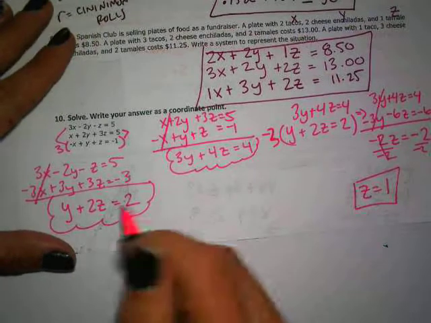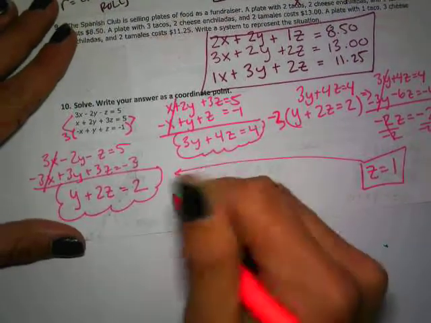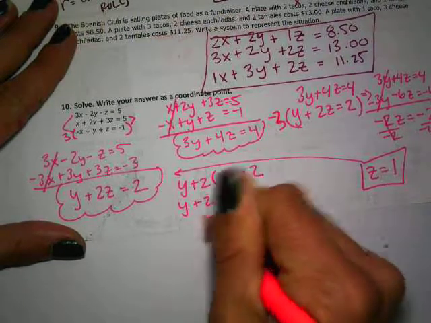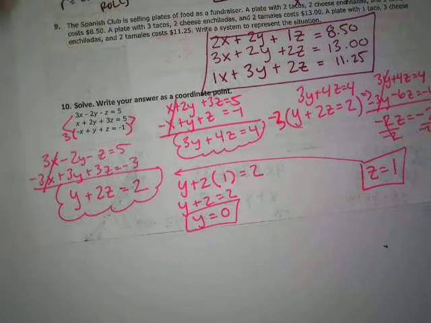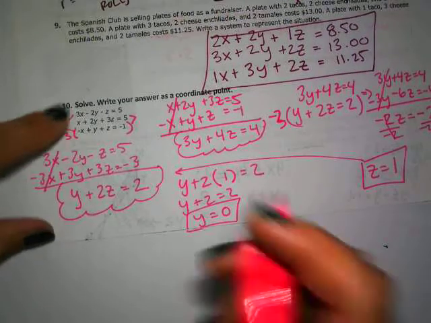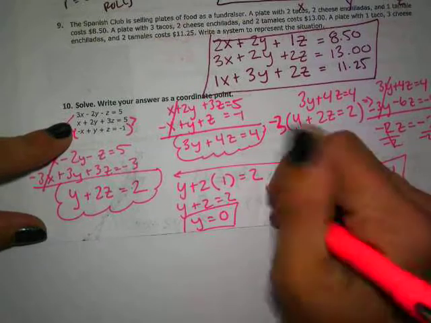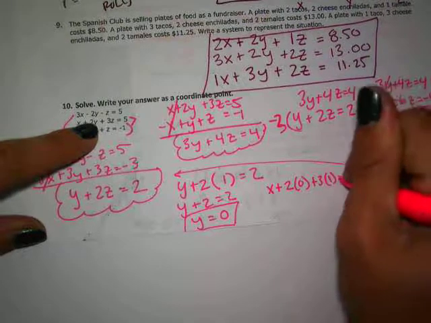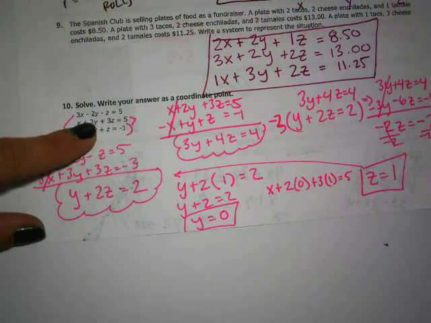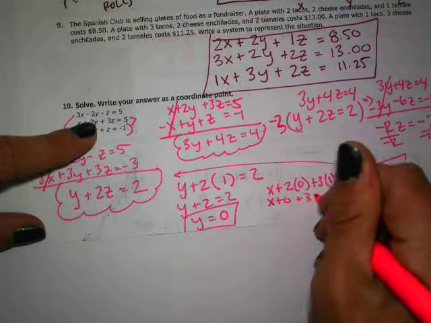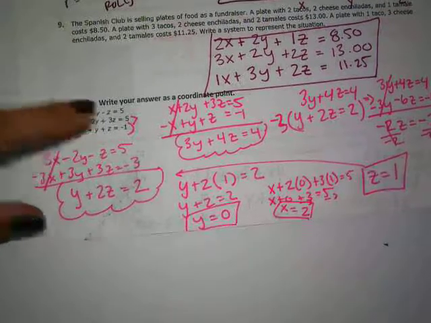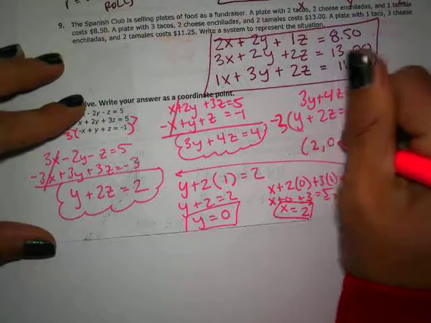Alright, so now I'm going to take z, I'm going to plug it back in. I'm going to plug it into this one. Y plus 2 times 1 equals 2. Y plus 2 equals 2. So then y equals 0. And then take y and z, plug it back in. I'm going to plug it into the second one. X plus 2 times 0 for y, plus 3 times 1 for z, equals 5. X plus 0 plus 3 equals 5. Minus 3. X equals 2. And so as a coordinate point, 2, 0, 1.